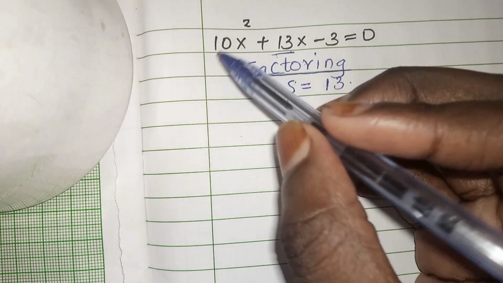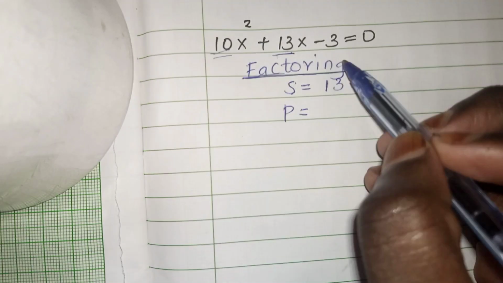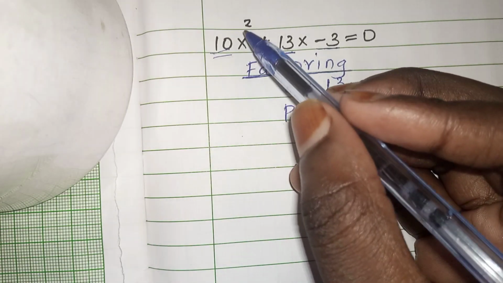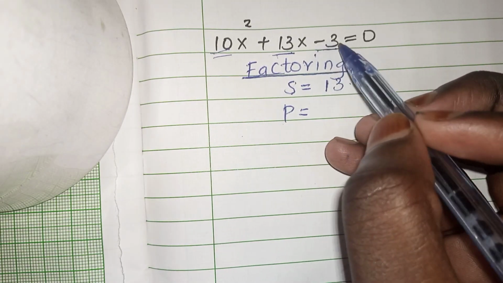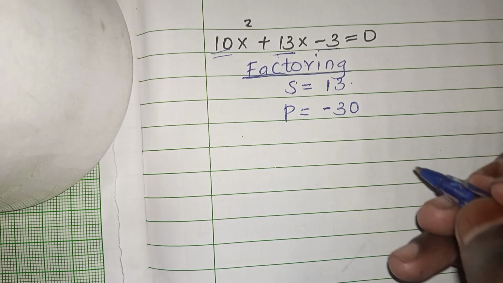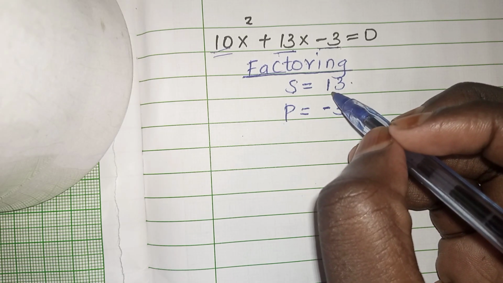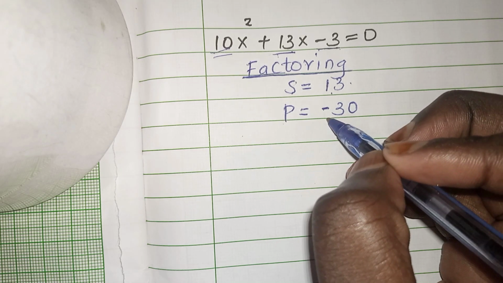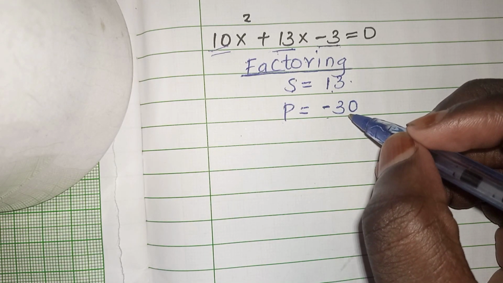For the product, we take the coefficient of x squared, which is 10, and multiply it with the c. This is our product: taking the coefficient of x squared here, which is 10, multiplying it with our c, which is negative 3. So this gives us negative 30. You have to look for two numbers. When we add, we should get their sum, 13. When we multiply the two numbers, we should get negative 30.